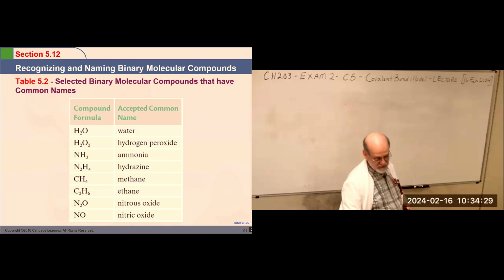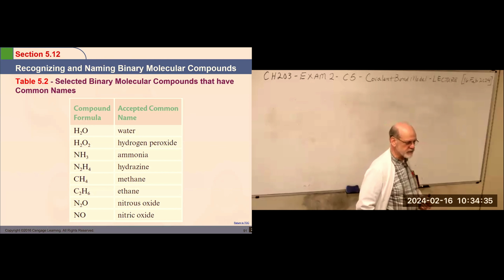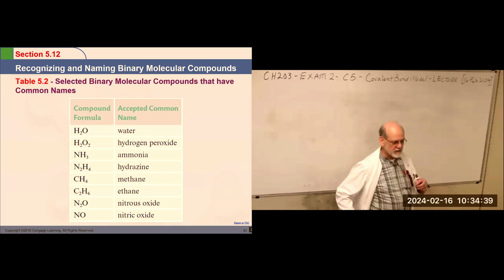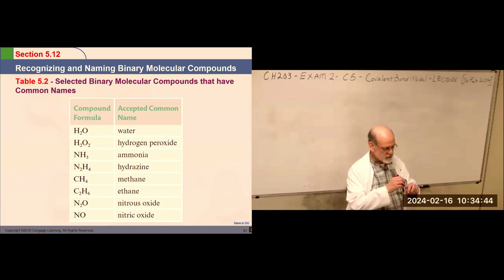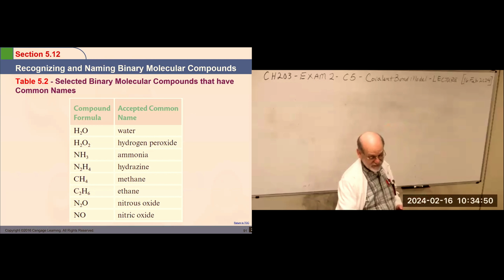Dinitrogen monoxide is nitrous oxide, and NO is nitric oxide. That's the one that you're supposed to get from super beets. You eat super beets and it converts whatever's in there into nitric oxide, goes in your system, causes your vessels to relax and decrease your blood pressure. That's nitric oxide.